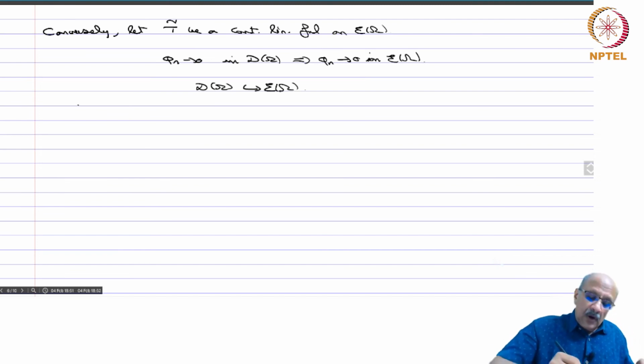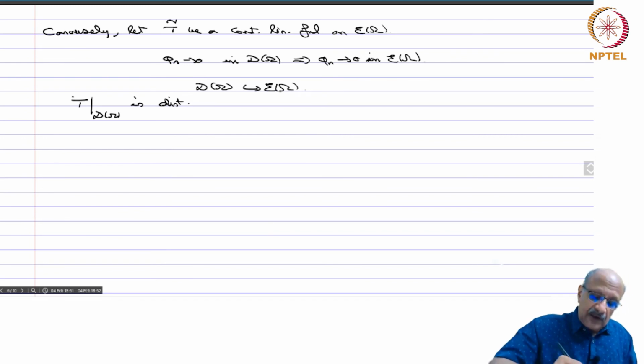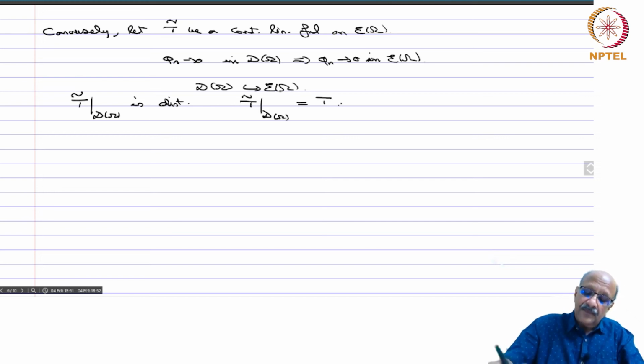So T tilde restricted to D of omega is a distribution. It's a continuous linear functional on D of omega. We call this T tilde restricted to D of omega as T. So T is a distribution. So, claim: T has compact support.